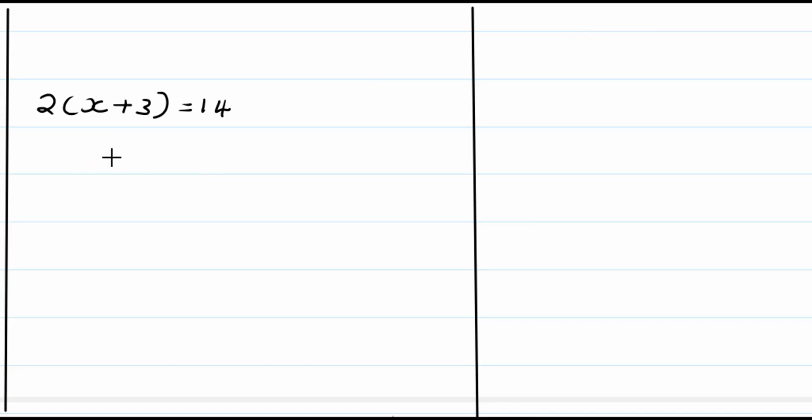The first thing to do to solve this question is to come to the side where we have the brackets and open them. To open them, we take every value inside the brackets and multiply it by the value outside the brackets, in this case 2. So it will be 2 multiplied by x, which is 2x, then plus 2 multiplied by 3, which is 6. Now you have opened the brackets, so it equals 14.